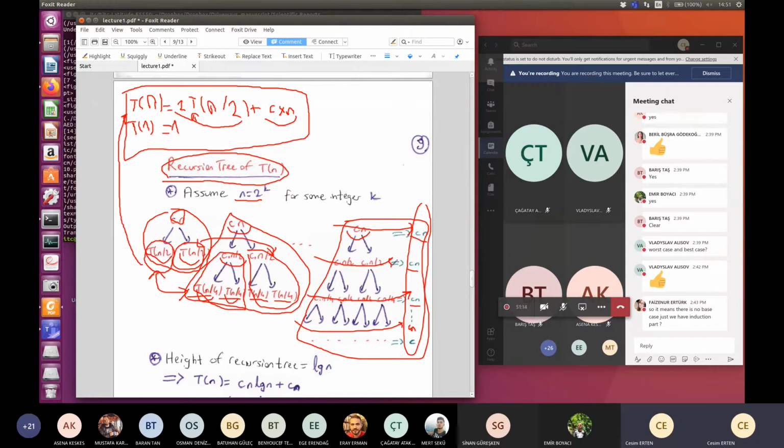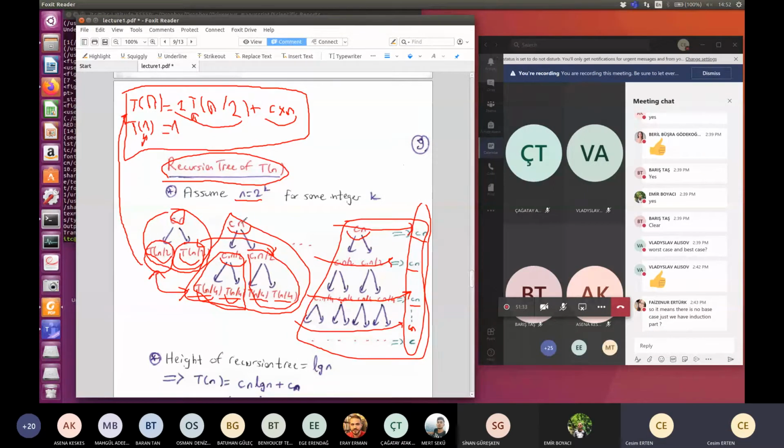It depends on the height of this tree. In other words, if we keep on expanding these T terms in this tree, when do we reach our base case of n being equal to 1 or n being equal to 2, some constant?